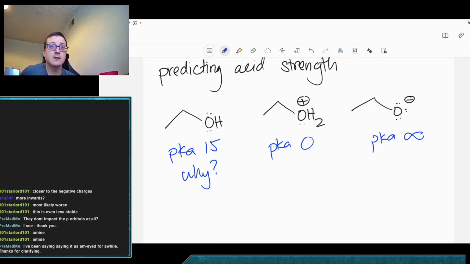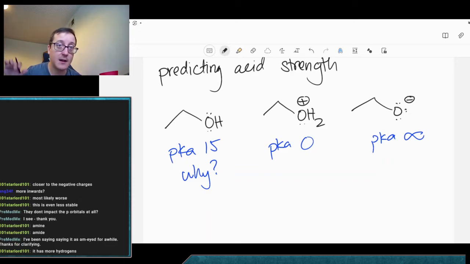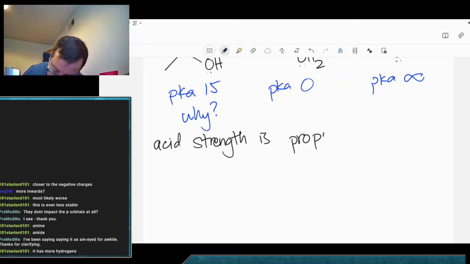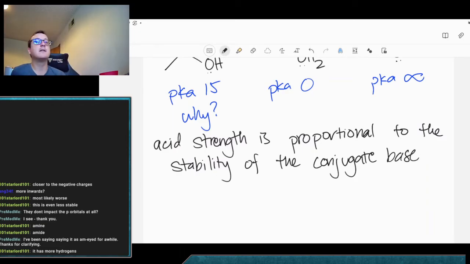The reason for this, and I'm going to say this 200 times, indeed it has more hydrogens, but let's look at it another way. Acid strength is proportional to the stability of the conjugate base. So the conjugate base is what remains after it gives away its proton.